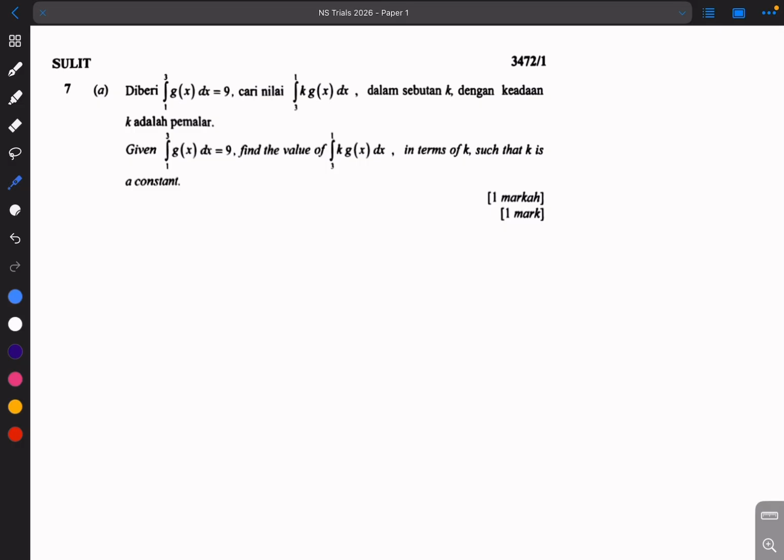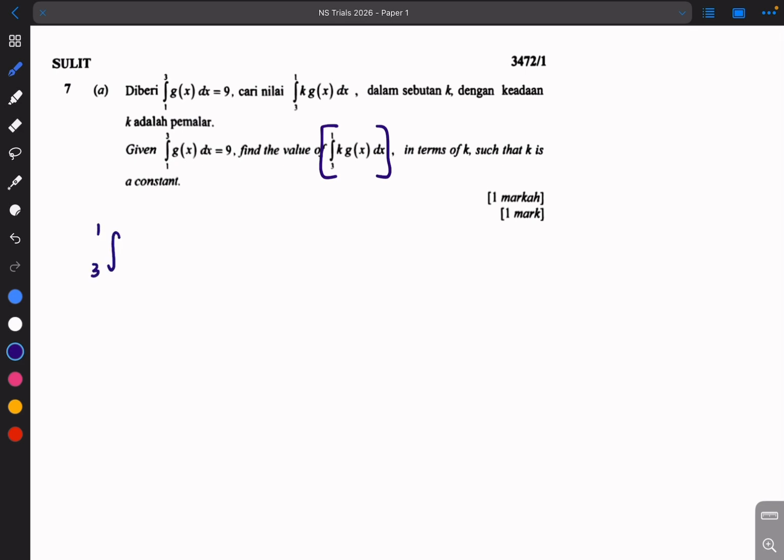Question 7a. Given that this equals 9, find the value of this in terms of k. So this is an integration question, but I don't think we need to integrate for this kind of question. Let's see. We need to find this in terms of k.